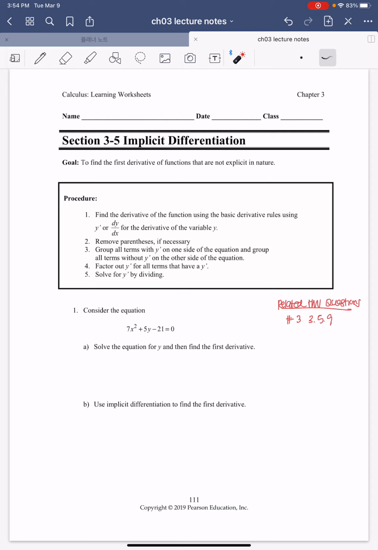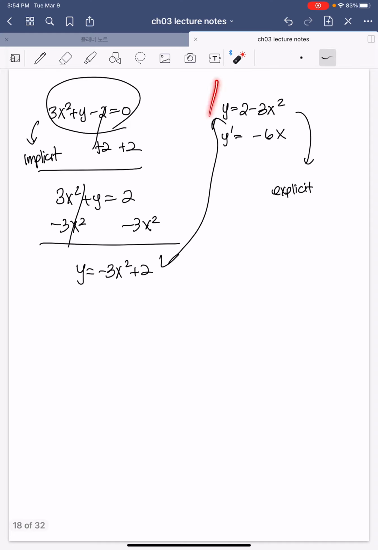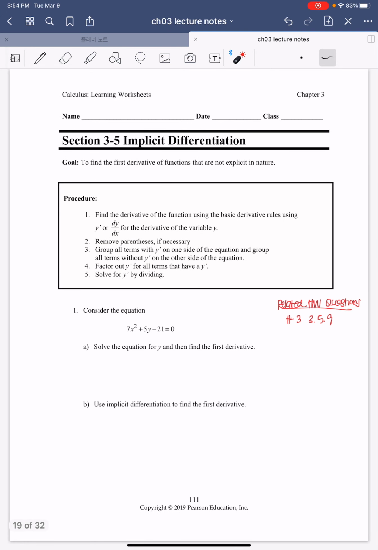We have the equation 7x squared plus 5y minus 21 equals 0. First way, I'm going to do what we normally did: write the equation as y and then take the derivative. Second way, I'm going to take the derivative as it is. Now, in both cases, the derivative should give you the same result because we are working with the same equation. We just approach it two different ways. So the derivative function is the same, but we are just approaching it differently.